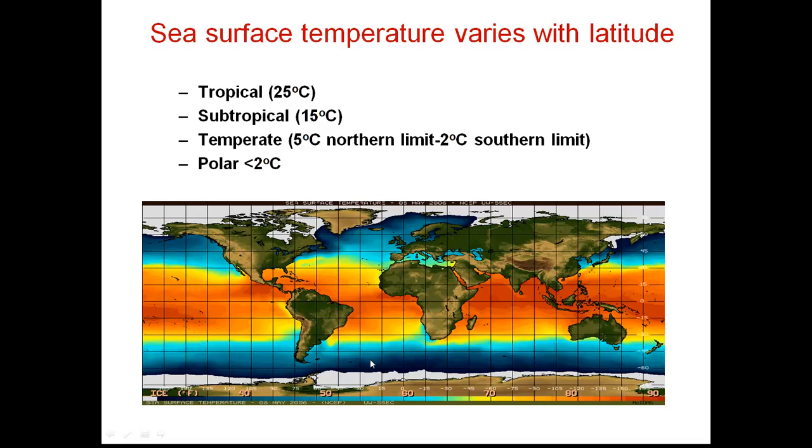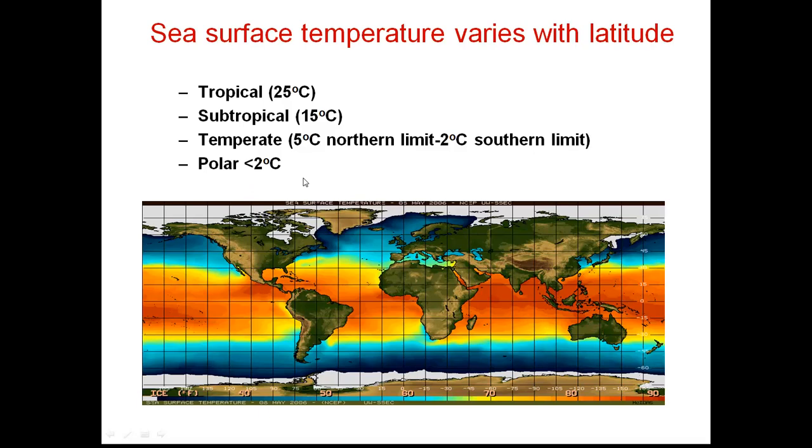And so if we're thinking about surface waters, tropical waters generally have a surface water temperature of around 25 degrees Celsius, subtropical maybe in the order of 15 degrees Celsius. Temperate areas can get down to 5 degrees Celsius in their northern limit, and as low as 2 degrees Celsius in their southern limit, if we're talking about the southern hemisphere.